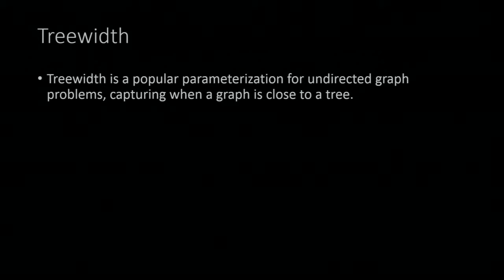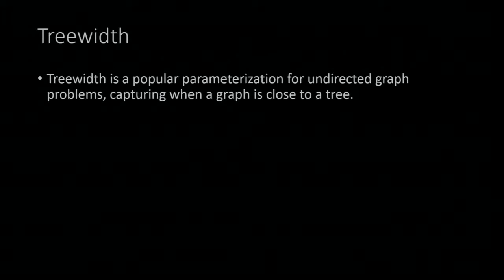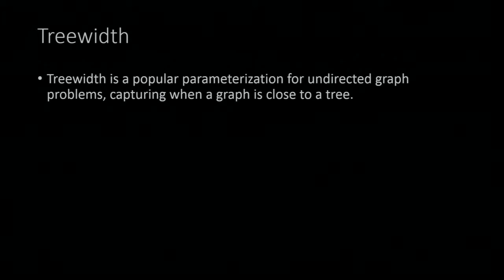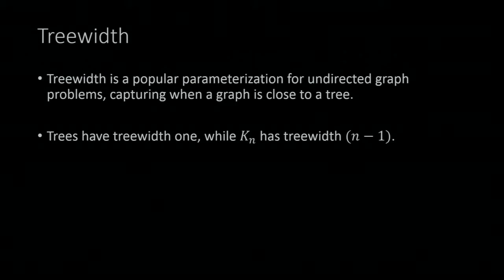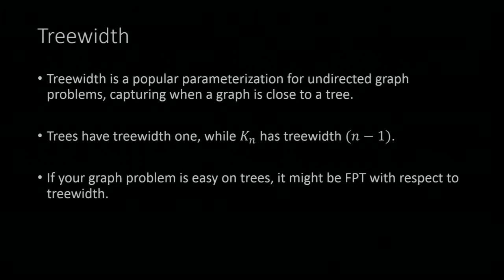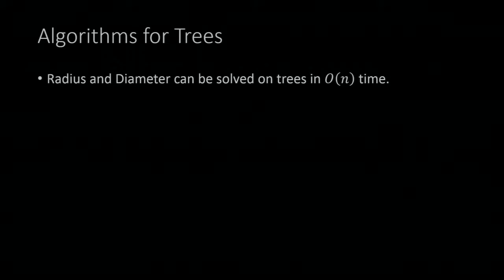Cool. And so the parameter we use is tree width. I won't go too much in detail because it was already covered in the boot camp, but just a very, very brief review of the definition. It's the parameterization of undirected graph problems, and it tries to capture when a graph is very close to a tree. So trees have tree width 1, and the complete graph has tree width n minus 1. The fundamental takeaway from tree width is, if your graph problem is easy on trees, maybe it's FPT with respect to tree width. And it turns out radius and diameter are very easy on trees, although it's not that obvious if you just try to do it at first glance.